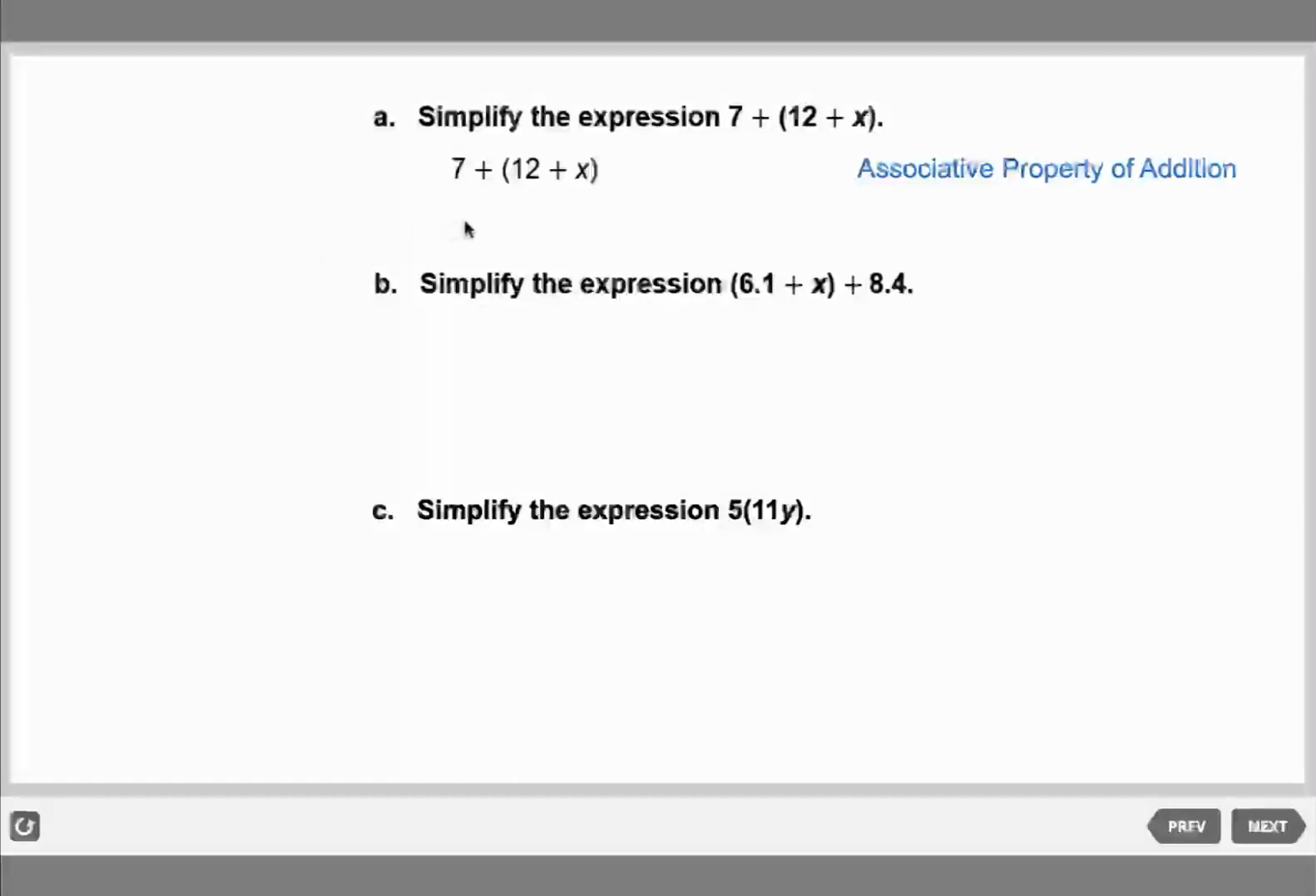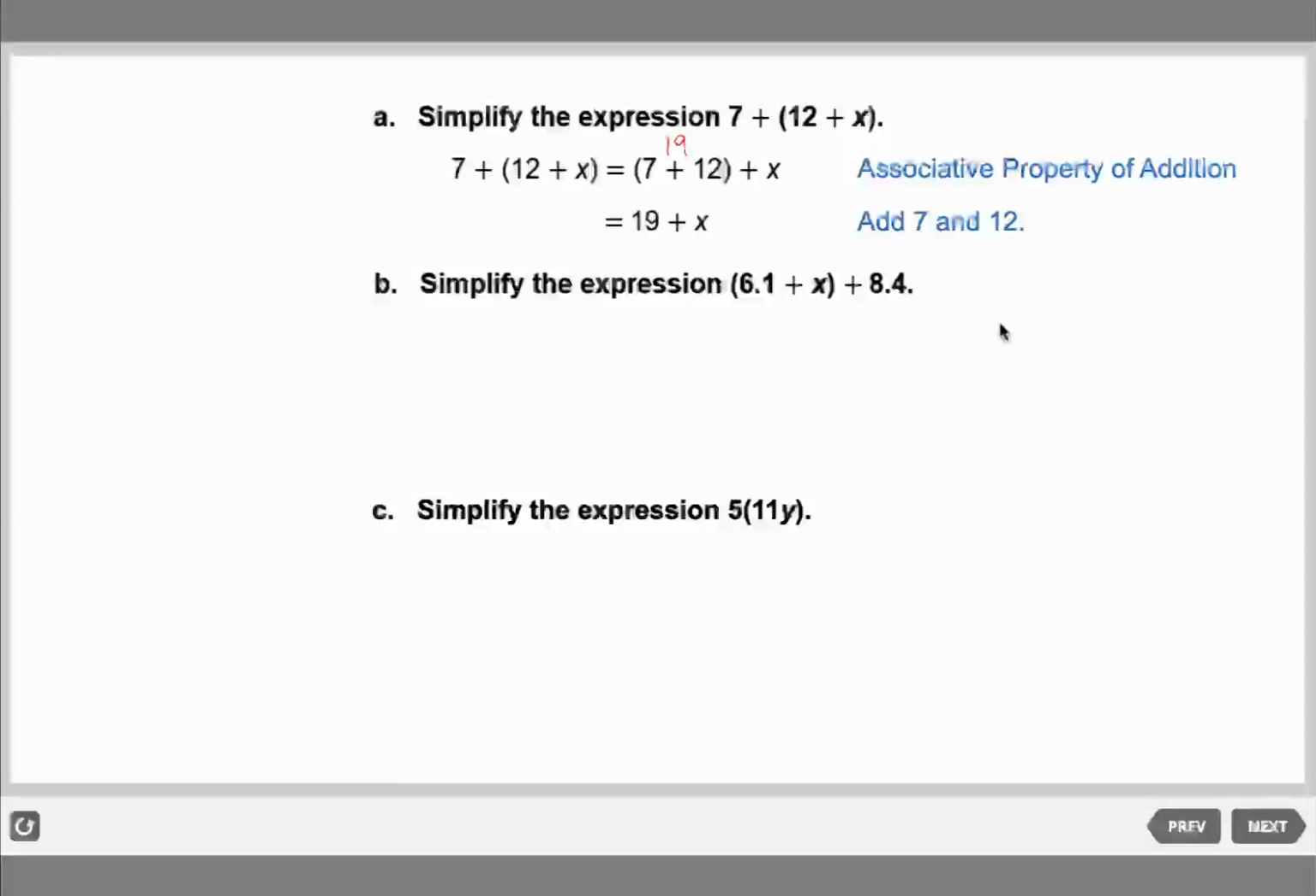So, we will use associative property. We didn't use it yet, but how to use it? We will use it by writing 7 plus 12 in brackets plus x. So, what did we do now? We are trying to add the first two numbers first, then add the third number. We are changing the grouping. 7 plus 12 equals 19. So it will be 19 plus x.